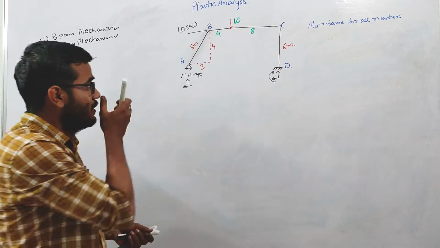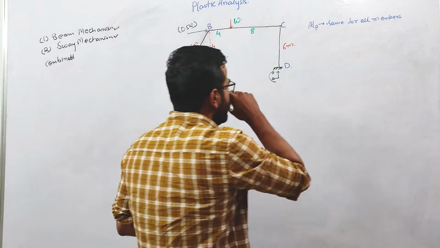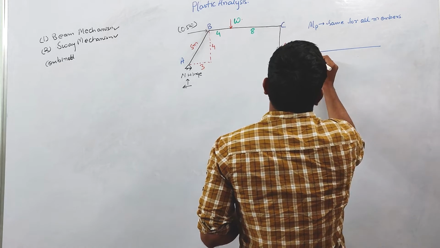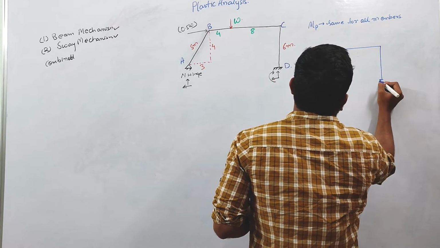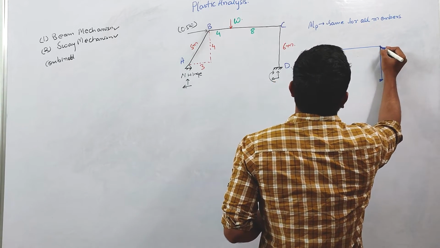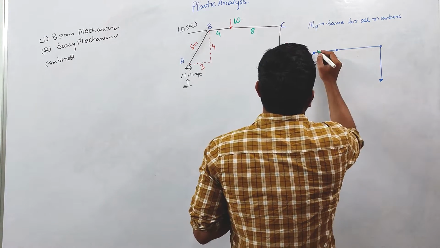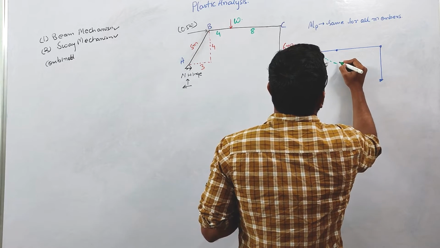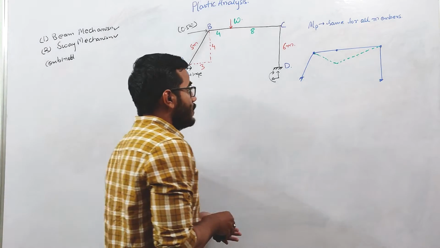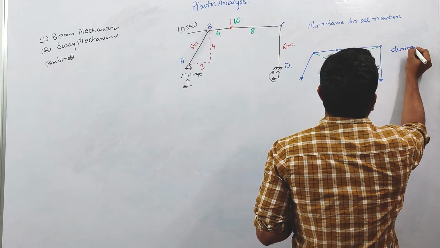Okay. So now the next step is to calculate the collapse load for the beam mechanism. So as you can see, in the beam mechanism, this is the frame. Okay, the plastic hinge will form at this B point, under this point load, and at this C point. Okay, and it will deflect. The plastic mechanism will look like this. This deflection is during collapse. Remember that thing.